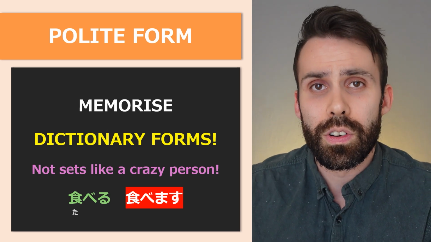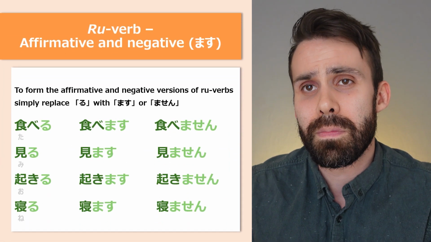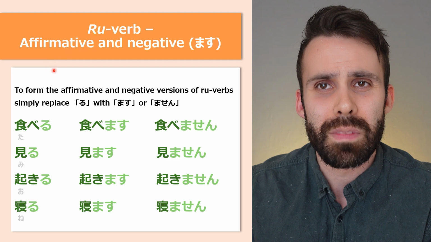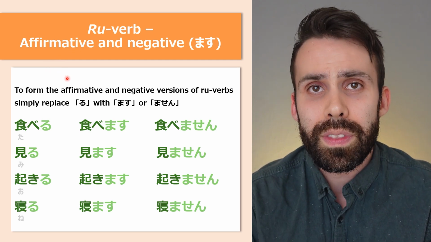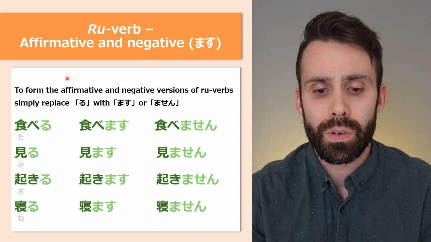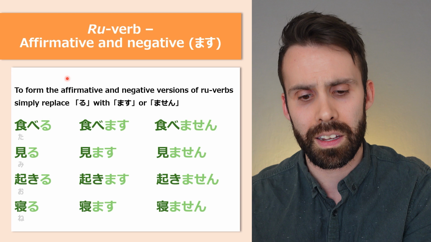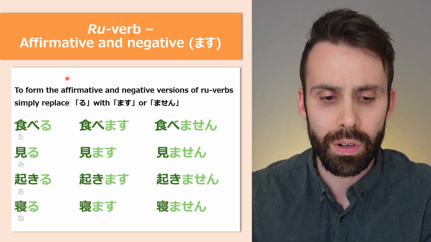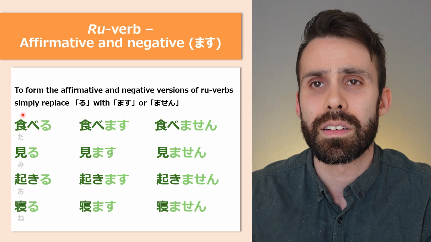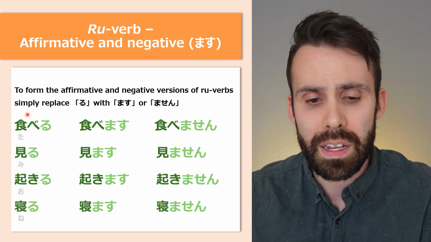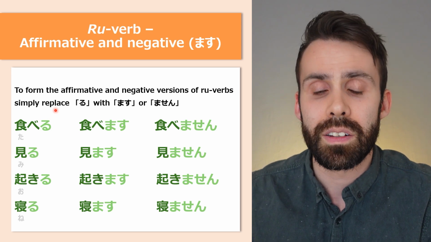So looking at verbs, we have to conjugate them in an amazing way. And it's very simple. We just take the last ru and replace it with masu or masen. So masu in the affirmative and masen in the negative. So for example, with taberu, to eat, taberu becomes tabemasu. Tabemasu also means to eat. It's also affirmative. And then we have tabemasen, to not eat.